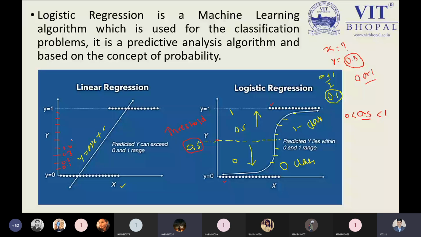Okay, sir. But in linear regression, a threshold value is not applicable because we can choose any value.